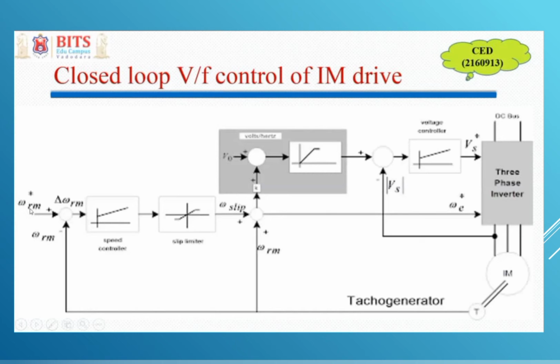Both n star and n are given to the error generator, which generates the error equal to n star minus n. Next, this error is given to the PI controller. The job of the PI controller is to change its output until the input error is 0. So the output of the PI controller is the desired slip frequency. Here the slip frequency is F minus Fn.